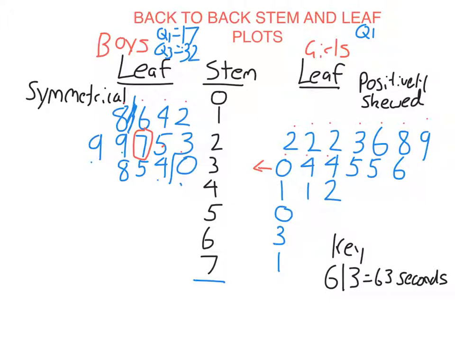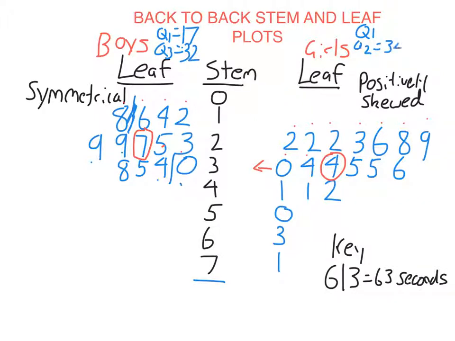And so we come to this score here, and it is the 10th score. So there are 9 scores below that, and there are 9 scores above it. So that is the median. So the median is 34. So that means for girls, Q2, the median, is 34. So I'll write that down actually.